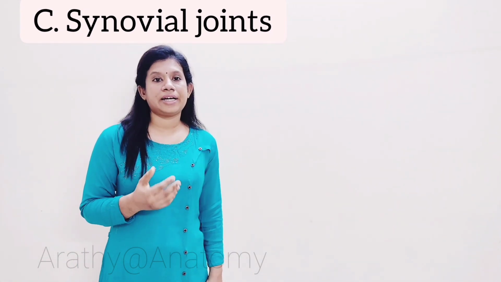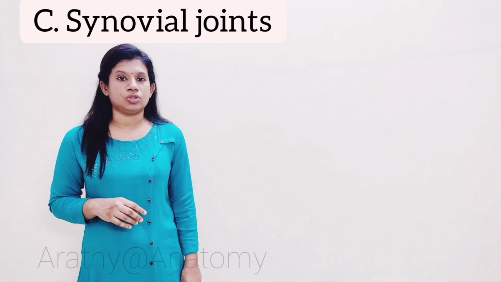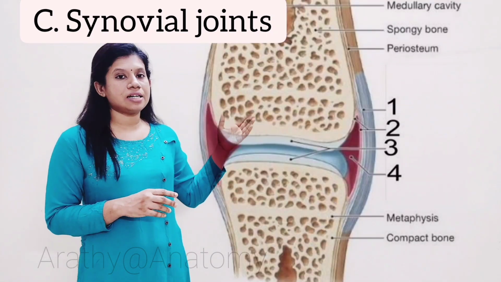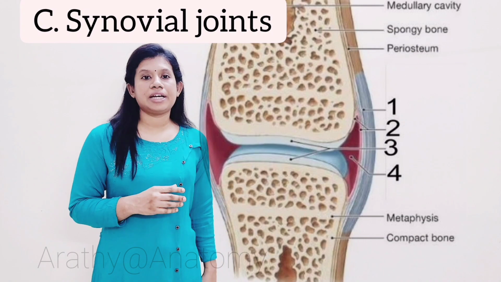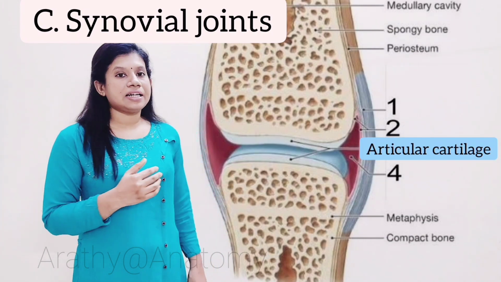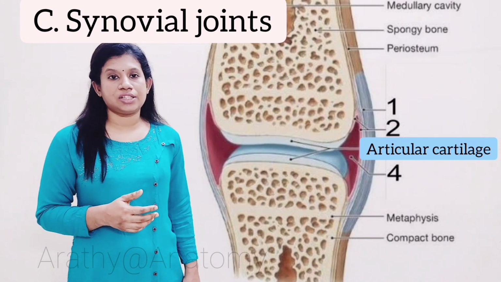Synovial joint is the most evolved and most mobile type of joint. We'll see what the characteristic features of a synovial joint are. The synovial joint, if you see, consists of articular surfaces. The articular surface is mainly covered by a cartilage which is called the articular cartilage. The articular cartilage is avascular, non-nervous, and elastic in nature.